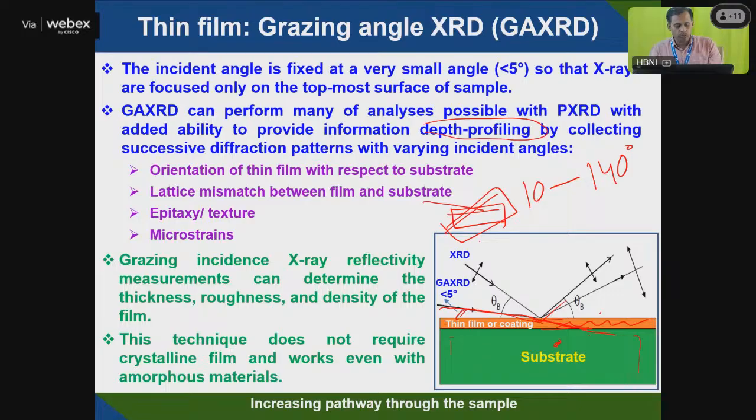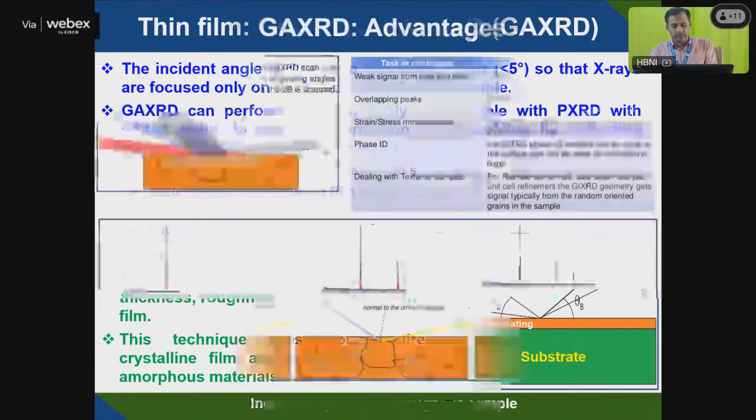You can also do grazing angle reflectivity measurement. So you can measure the roughness, thickness and density of the film using X-ray grazing angle XRD. This technique doesn't require a crystalline film. It works even on an amorphous film, so you can get some information.